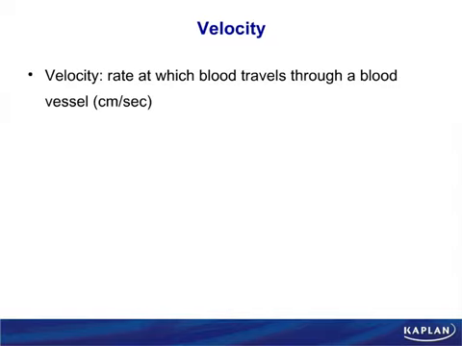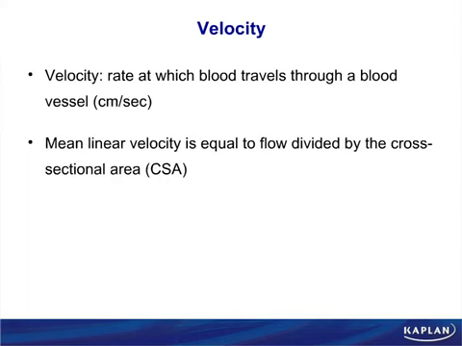Next concept is velocity. Velocity is the rate at which blood travels through a blood vessel. Do not confuse this with flow. Flow is a volume per unit time. Velocity is how fast it is traveling. All right? They are related because mean linear velocity is proportional to the flow. However, it's inversely related to the cross-sectional area. So mean linear velocity equals flow over cross-sectional area.